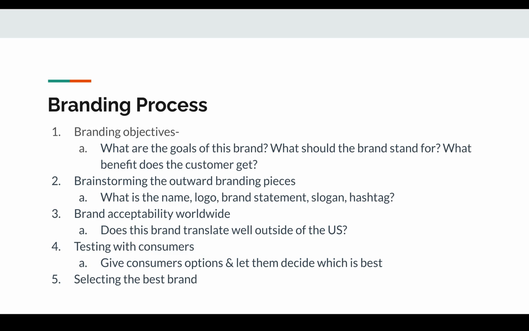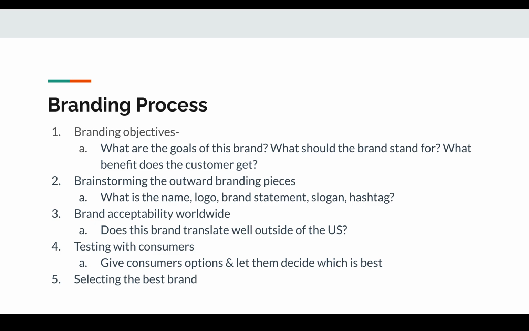In order to go through the branding process, we will start out at step 1, which is branding objectives. So we kind of touched on this a little bit with that research process. So thinking about what the goals for this brand are. What do I want to achieve with this goal? What does the brand stand for? What should the brand stand for based on my customers? And then what benefit does the customer get from my brand or from my organization?